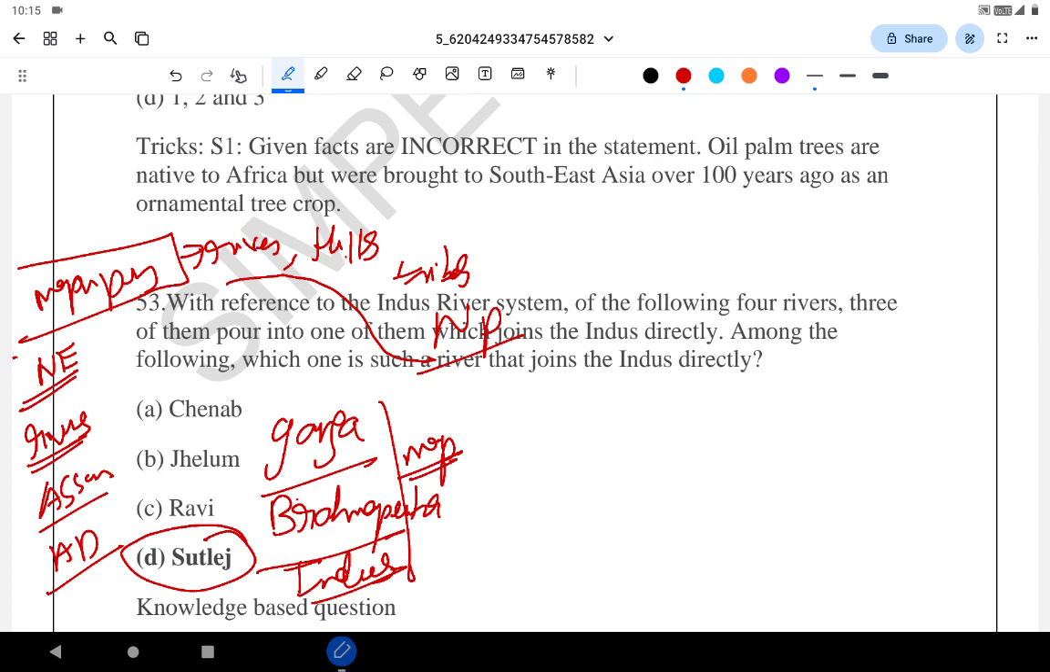Please go through the physiography of Manipur and all the northeastern states. Manipur especially this year is very important. The answer for this question is Sutlej. The river Indus, as we know, originates in Mansarovar Lake in the Kailash range, and the tributaries of the Indus are Chenab, Ravi, Jhelum, Beas and Sutlej.